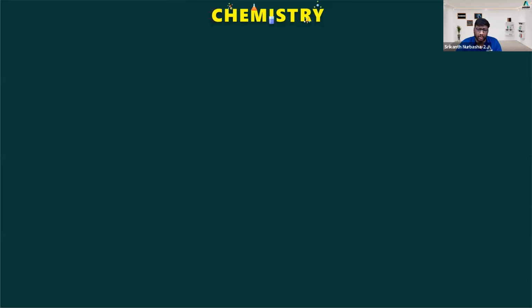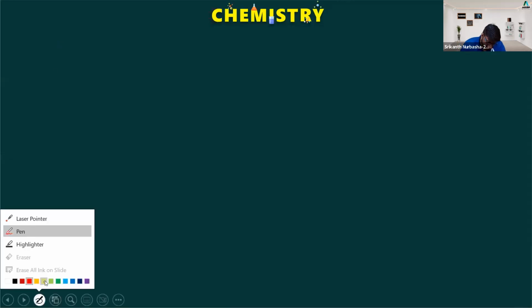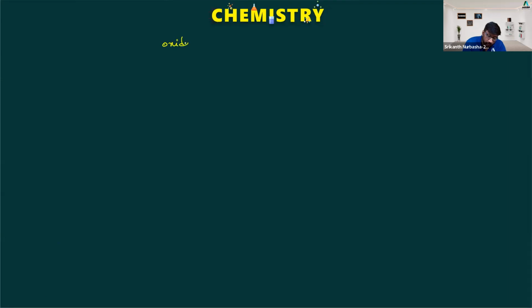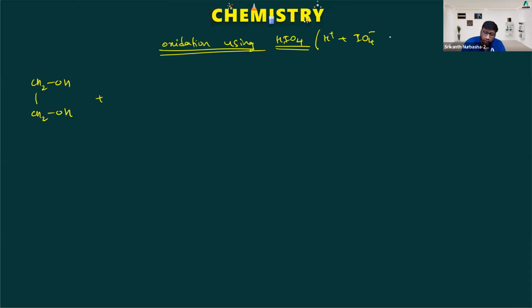Let us take a dihydric alcohol. Oxidation using HIO4. Let us take the dihydric alcohol CH2OH, CH2OH, and treat this with HIO4. HIO4 means what? We will get H plus and IO4 minus ion. IO4 minus will have resonating structures in this manner: I double bond O, I double bond O, I double bond O, IO minus. Yes or no? This is with respect to IO4 minus.